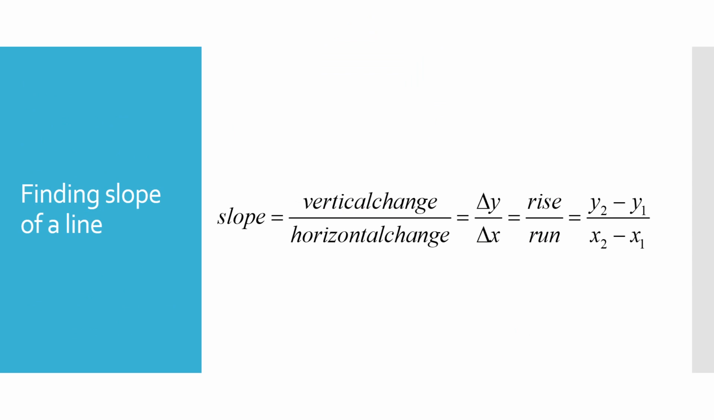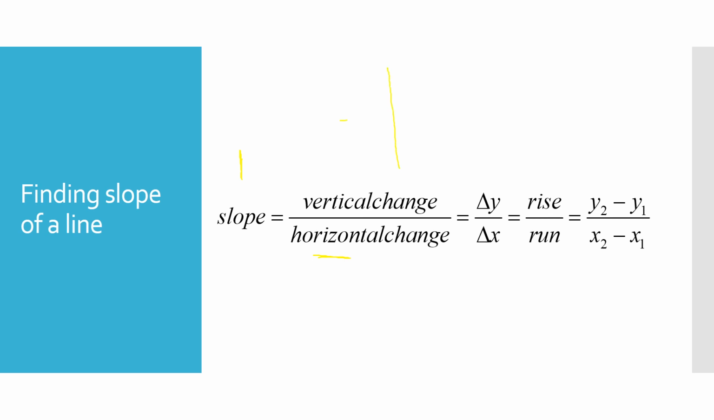Okay, so now we're going to be finding slope of a line. Slope is very similar, if not the same, as rate of change. Rate of change, we're usually dealing with real life problems. Slope, we're actually looking at a graph. So slope is identified as the vertical change. Vertical is up and down over horizontal change, which is side to side. This is also represented as change in y over change in x.